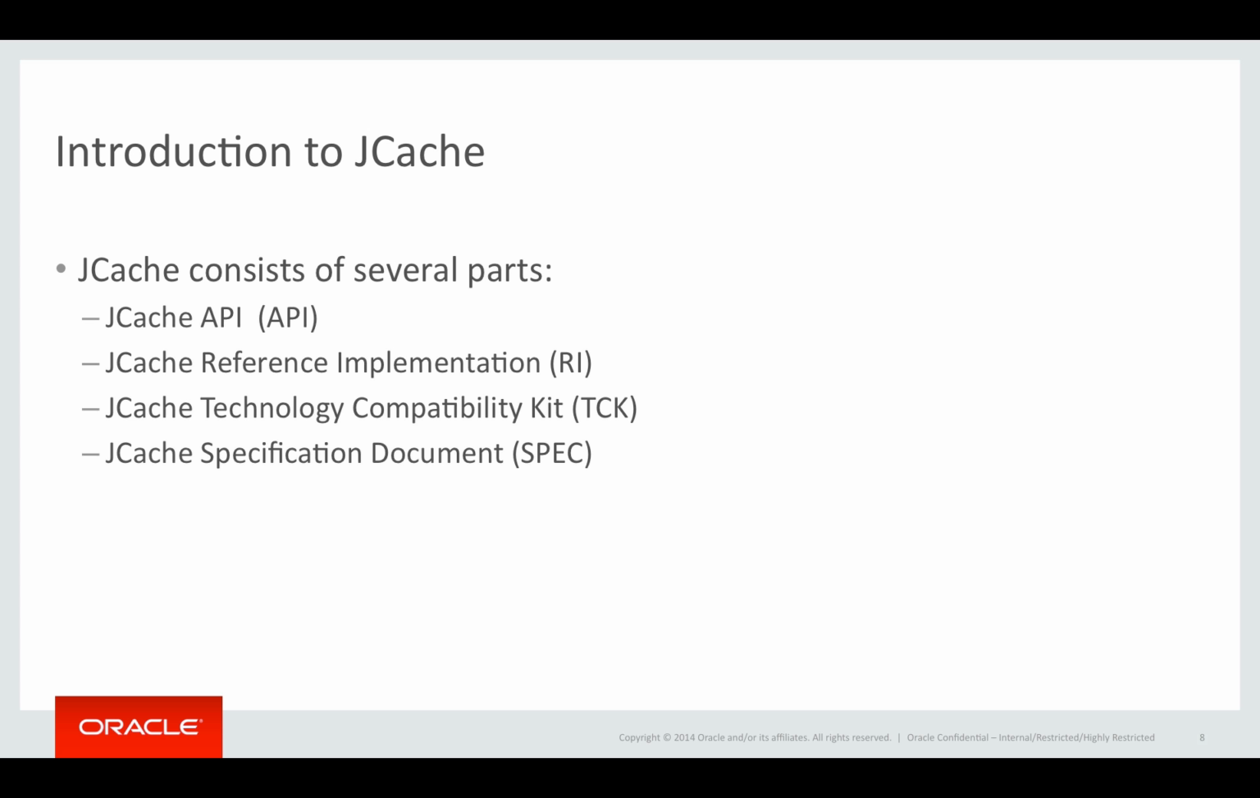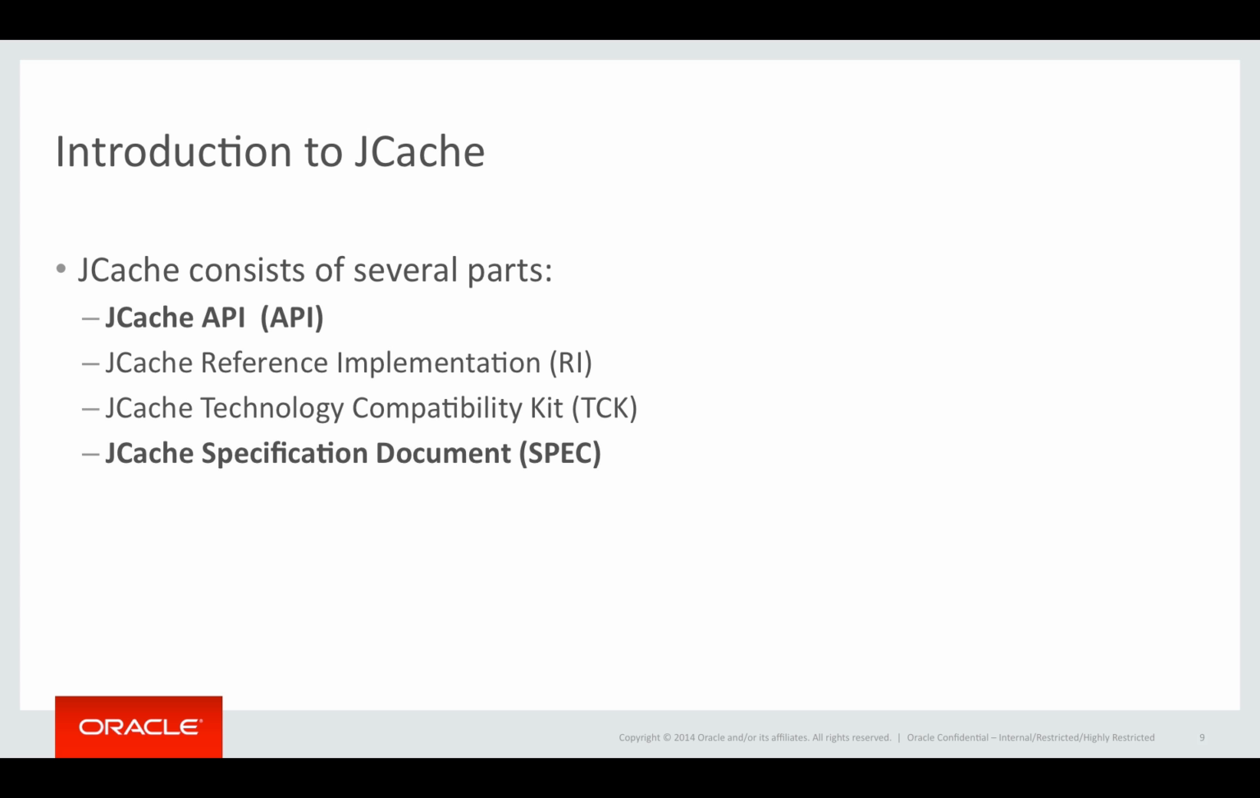There's the Java Technology Compatibility Kit, or TCK. This is to allow JCache providers to test their implementations to see if they're compliant to the specification. Probably not something that the usual day-to-day developer would use, but for anyone developing an implementation of JCache, this is really important. And finally, there's the specification document itself, or often we just call it the spec, and this defines how JCaches should work and can be used.